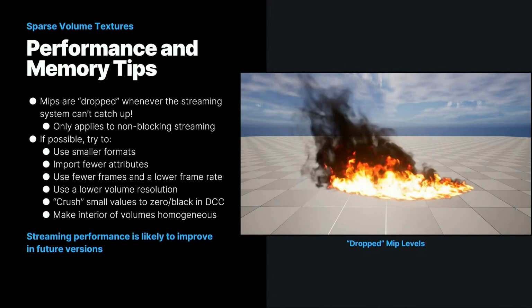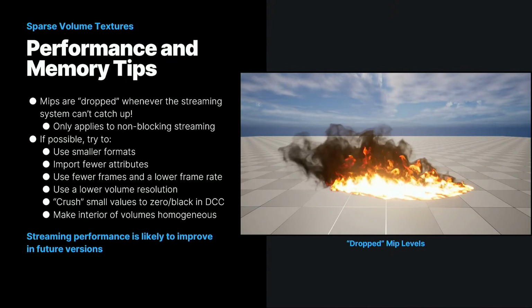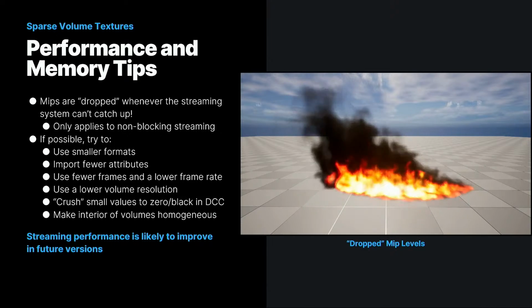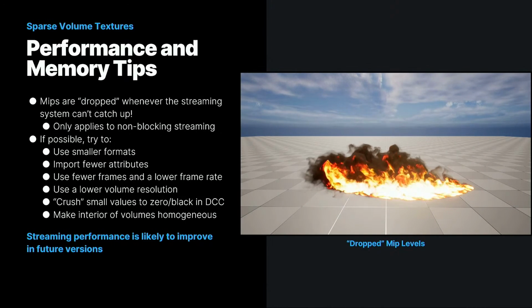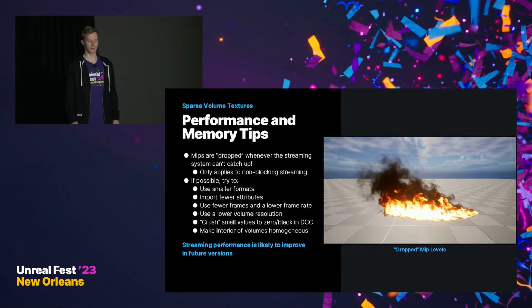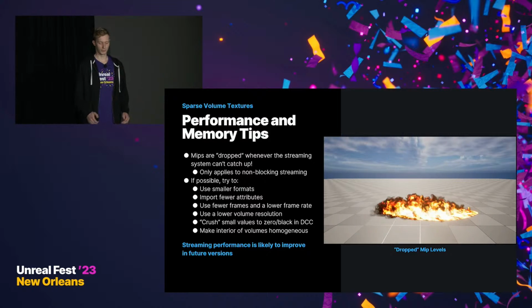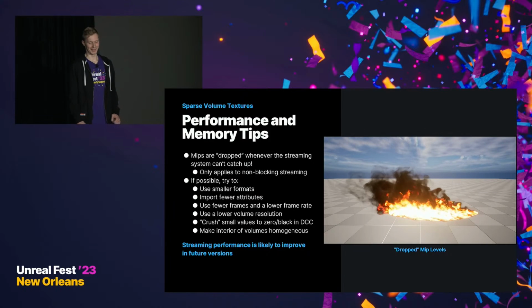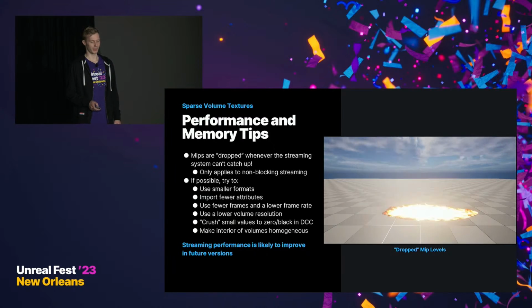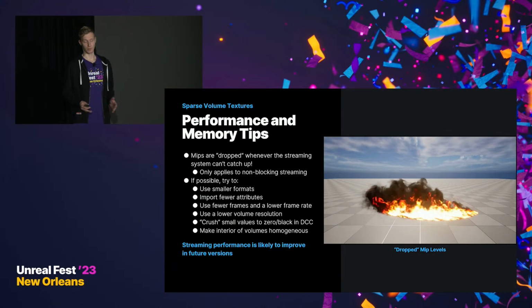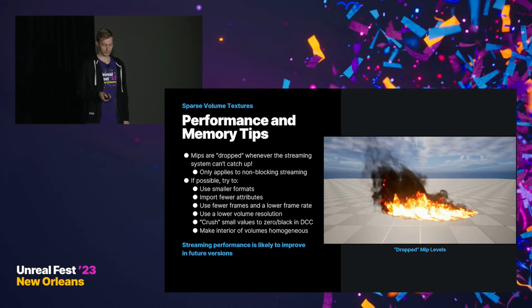And finally, you can make the interior of your volumes homogeneous. SVT recognizes chunks with identical voxel data and only stores a single tile worth of voxels to represent the entire homogeneous region. I realize that this might be some effort when authoring the volume, but we've seen a certain famous cloud asset make use of this, and it saves quite a bit of memory. I would also like to point out that SVT was just released and is still experimental, so streaming performance is likely to improve in the future.